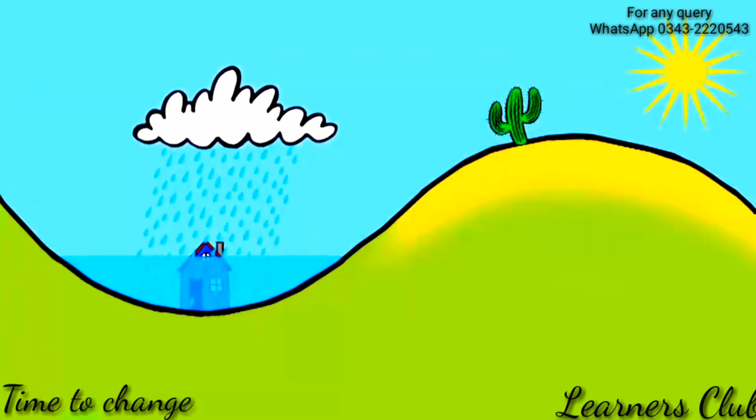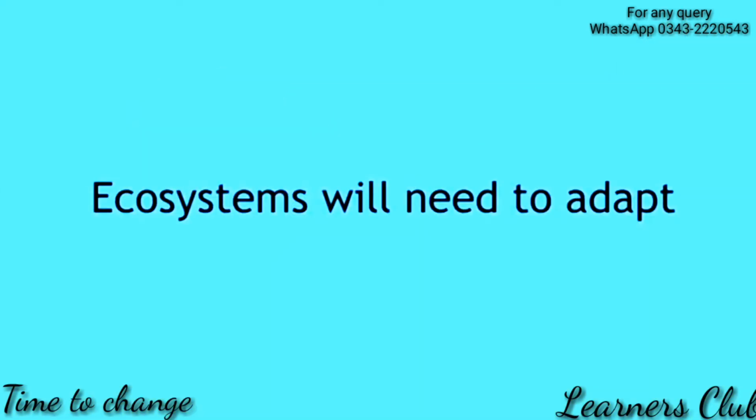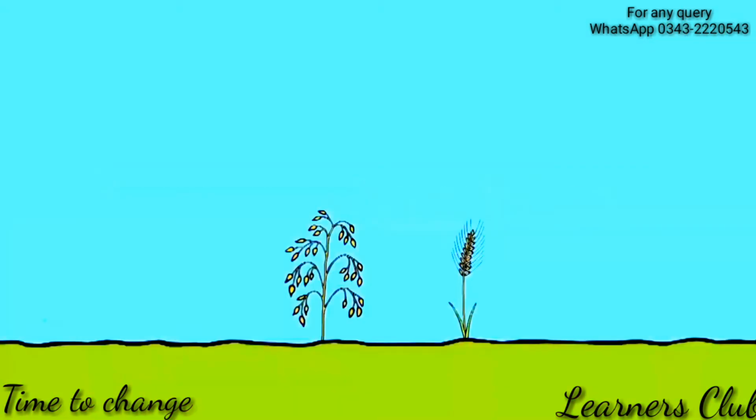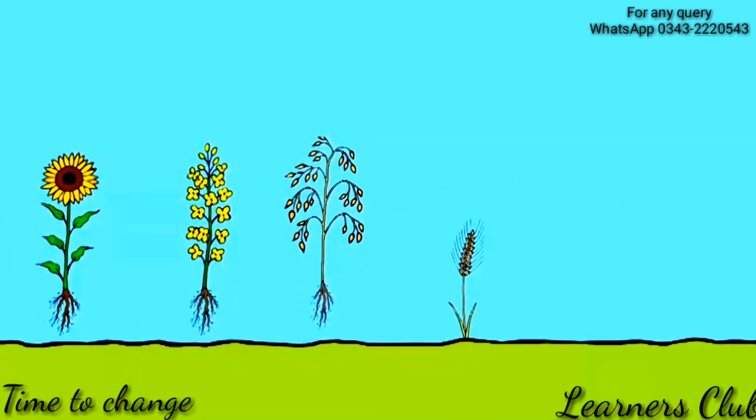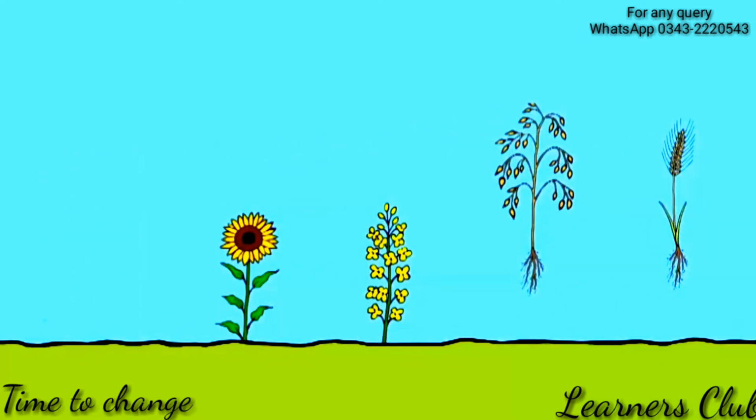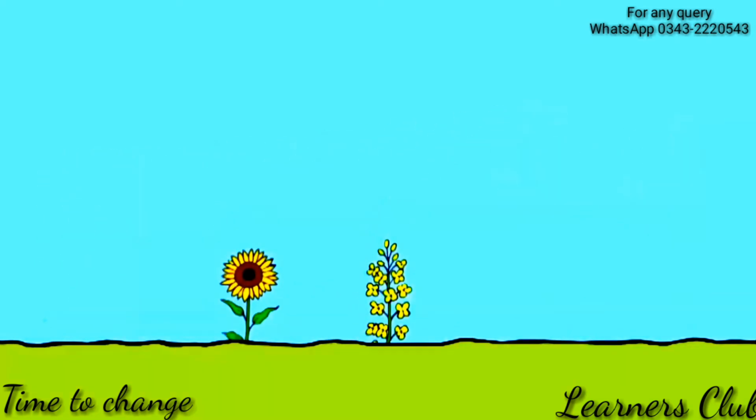Another consequence of temperature change is that natural ecosystems will need to adapt. We are already seeing this with European crops. Sunflowers and colza, that's rape, are replacing oats and barley. Humans can cope with this, but natural ecosystems can be badly affected.